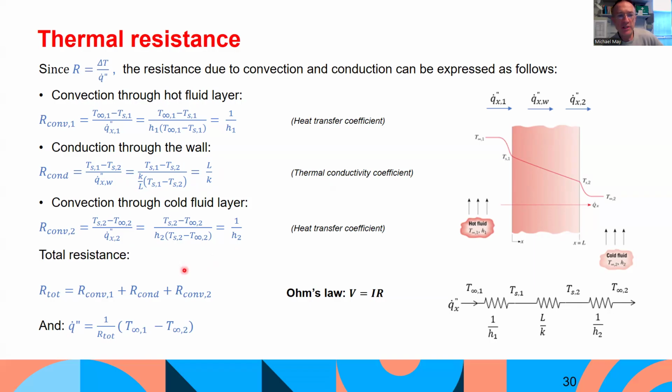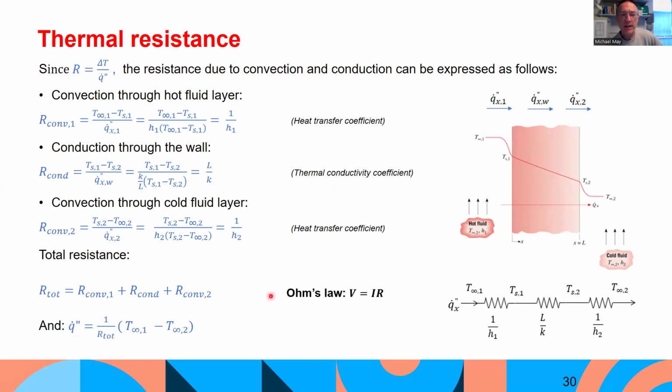But one other thing we can do is take the three R values across the three layers and add them together to get the R total. Then if we divide the temperature across the whole system by the R total, we will get the heat flux, the heat transfer rate per unit area.